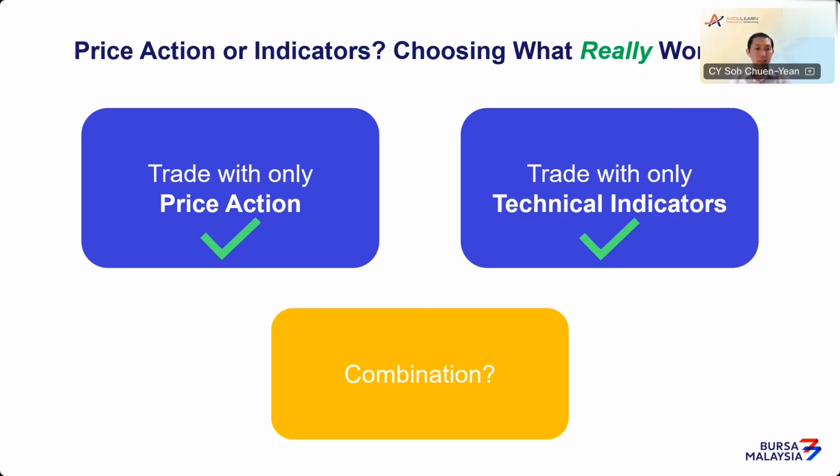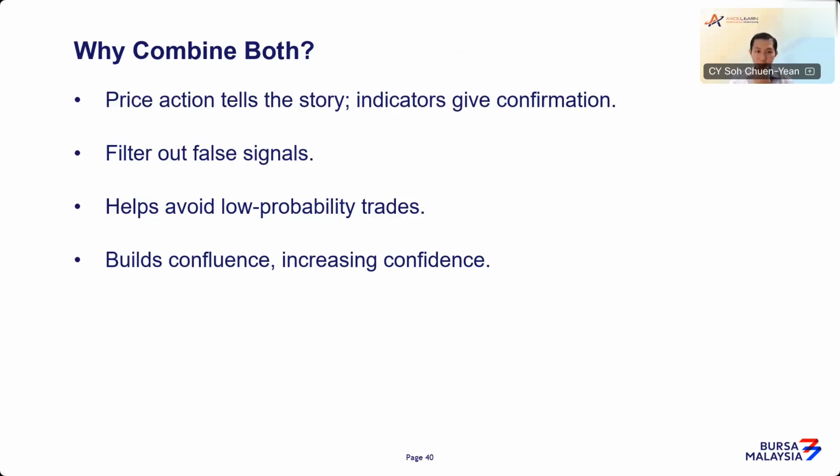Okay, both of them have to agree with each other rather than conflicting with each other. Now, why do you want to combine both? Number one, of course, price action only tells you the story, but indicators give you a second level of confirmation. When you combine this together, it creates a more well-rounded, higher probability approach towards your trading.